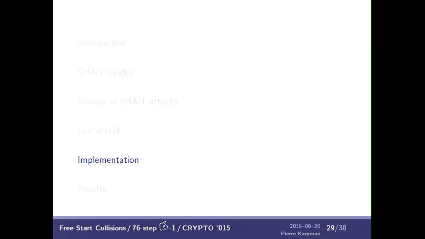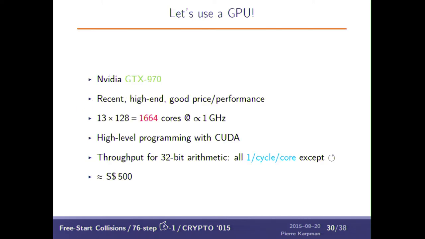Now I'm going to mention how we implemented this to make it efficient. We did that on a GPU because we wanted to have fun and we wanted to try if it would be efficient, and it turned out that it is. We used a nice cheap gamer GPU, the NVIDIA GTX 1070. We got a free video game with that, actually. That was nice. It's quite recent, and it has 1664 cores at about 1 gigahertz.